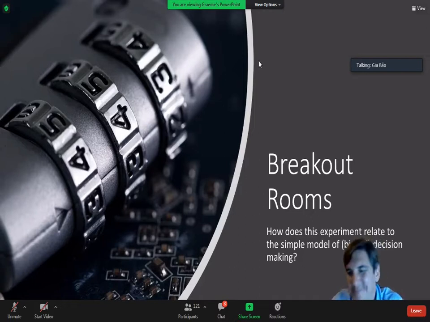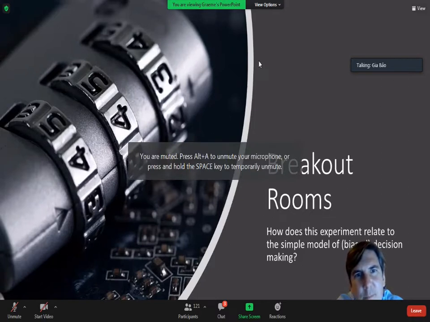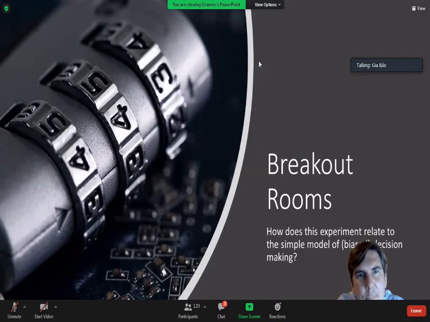Hi, Professor. So I think it relates to the simple model of decision making, the way we choose the bet of the 2 bets by the color you draw out of the bag. You get the information, then you choose based on that. I think it's really in that way.